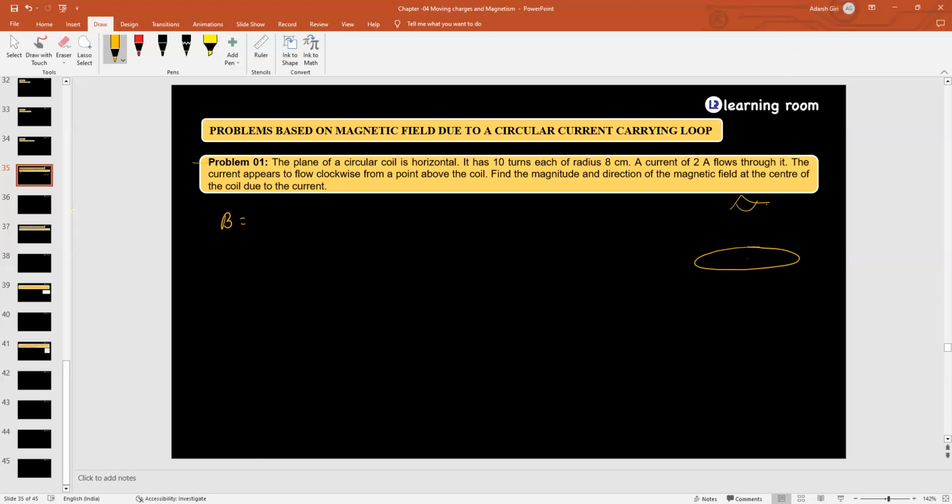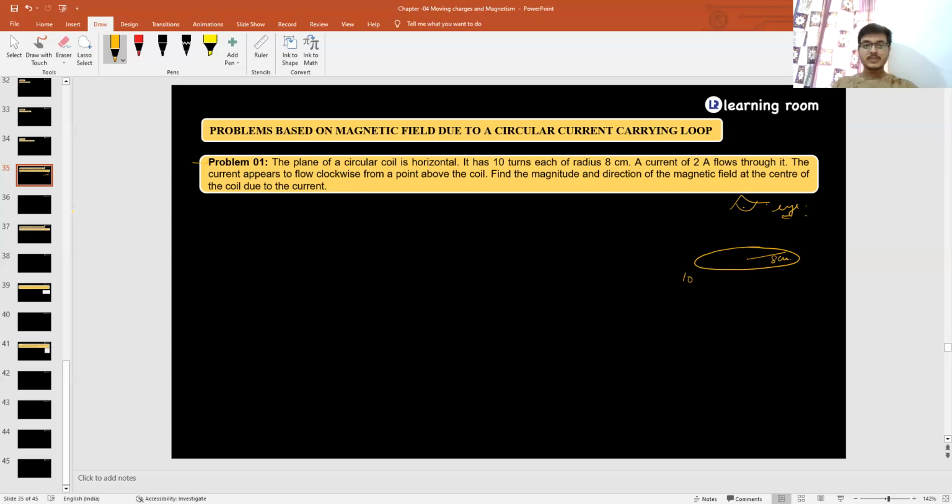Next thing. We can see there are 10 coils, 10 rounds are there. Radius is 8 centimeter, right? And the current that is flowing is 2 ampere. First you write the data that are given. I is 2 ampere. Radius R is 8 centimeter, converted into SI unit 0.08 meters. N is 10. The current appears to flow clockwise, so when you see it from above, you feel it to be clockwise, right? So what will be the direction of the magnetic field? Tell me.